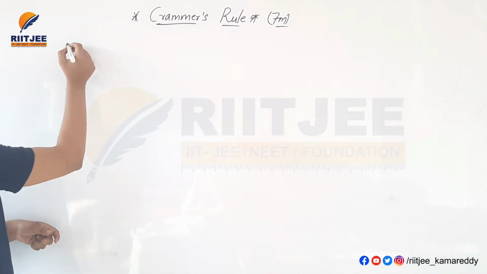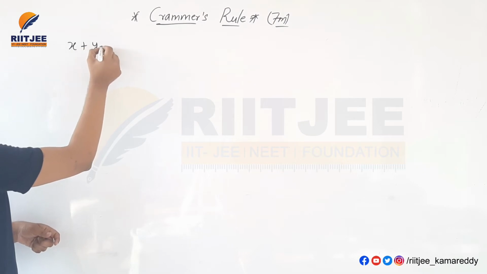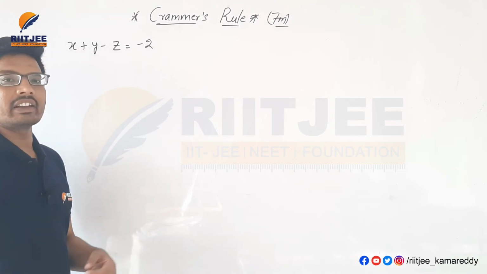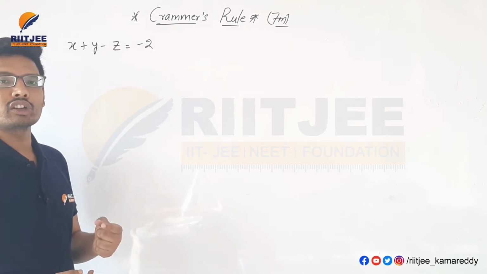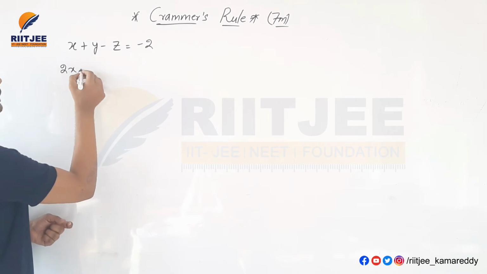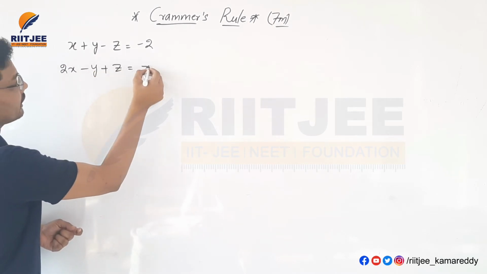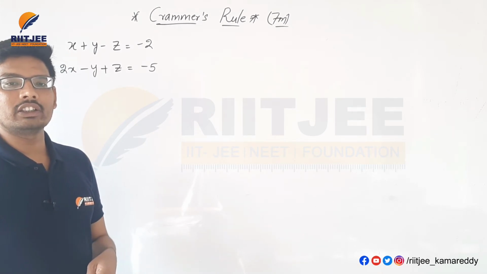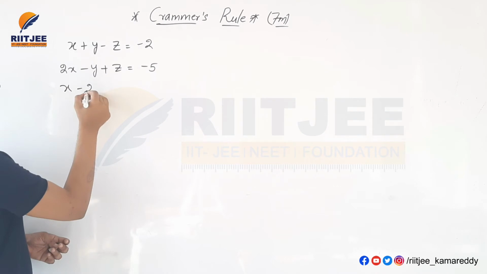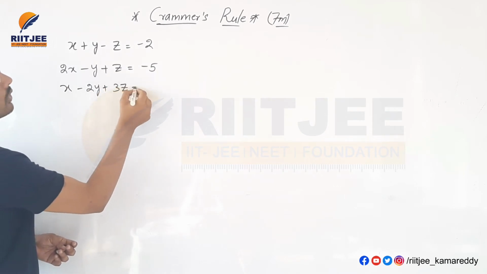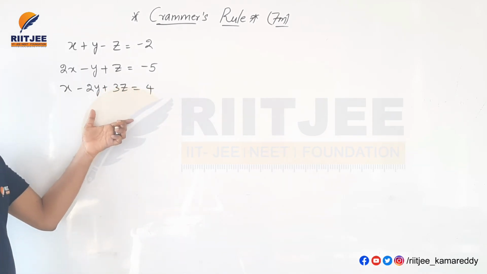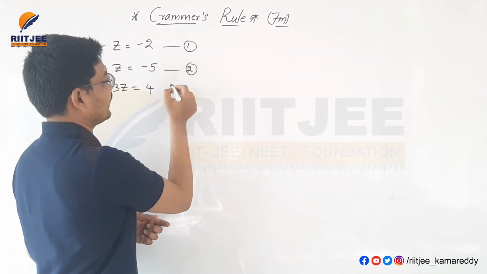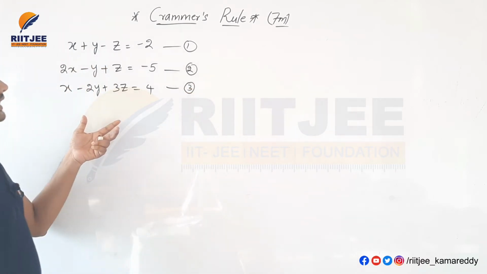I am taking the linear equation 1, x plus y minus z is equal to minus 2, and the second linear equation, 2x minus y plus z is equal to minus 5, and the third equation, x minus 2y plus 3z is equal to 4. These are the 3 linear equations I am taking here. This is linear equation 1, 2 and 3.